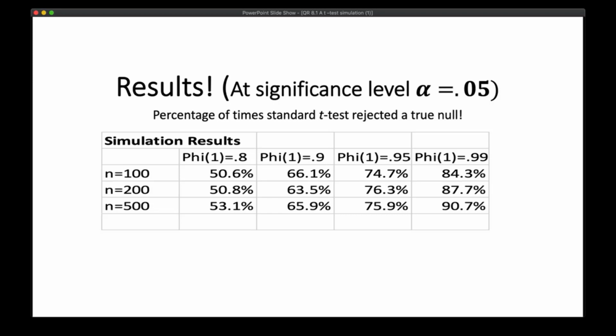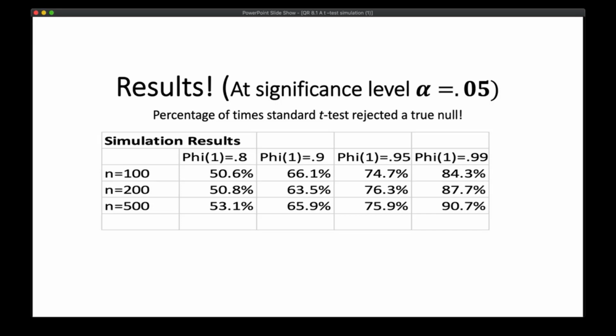So let's look at this. On the left column, we've got n equals 100, n equals 200, n equals 500. Across the 4 rows, we've got the different phi values of 0.8, 0.9, 0.95, 0.99. Notice that those values are getting closer and closer to 1, right? Closer and closer to the unit circle. And it appears that that causes the test trouble too.